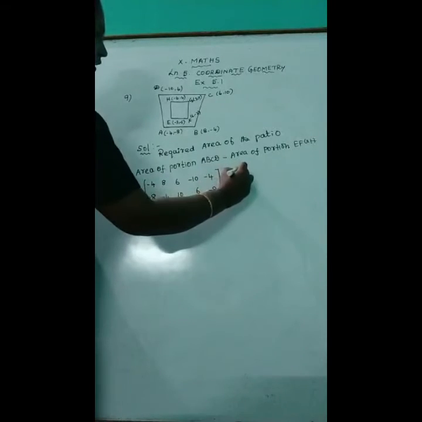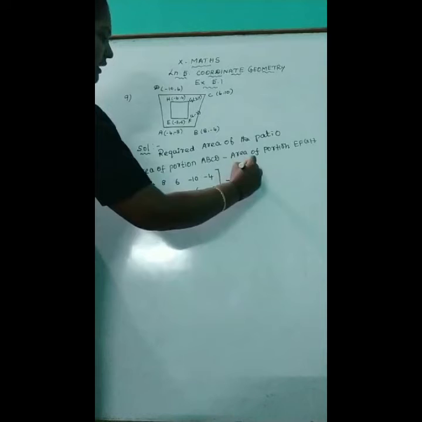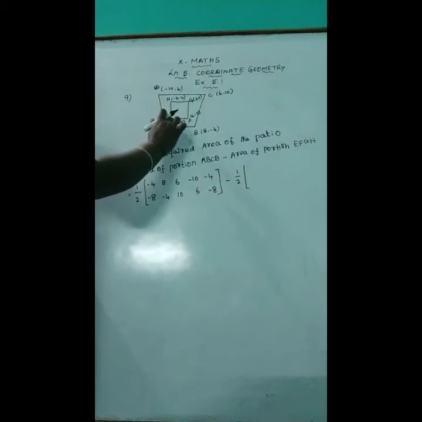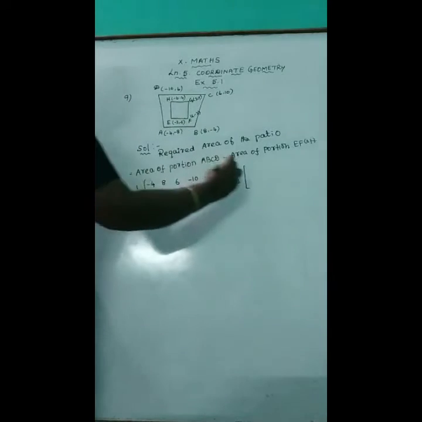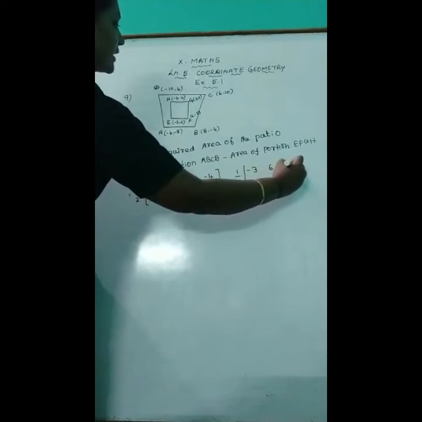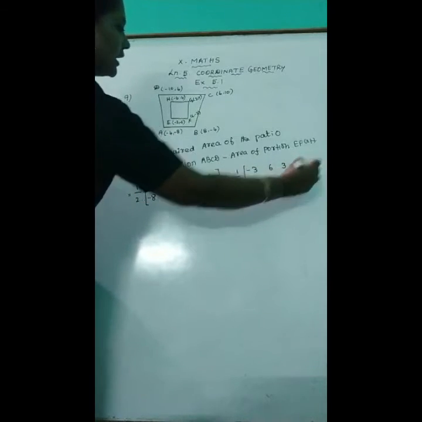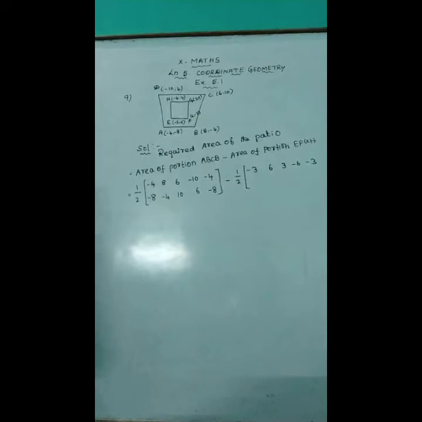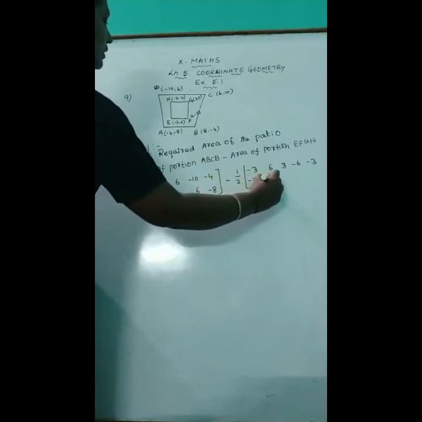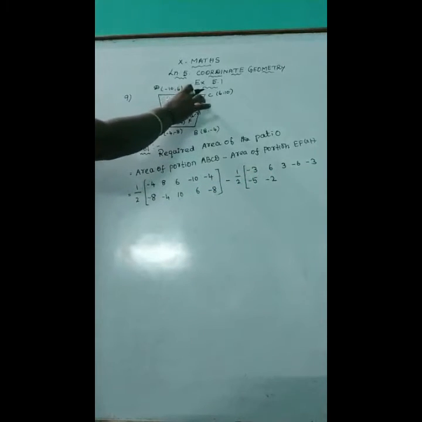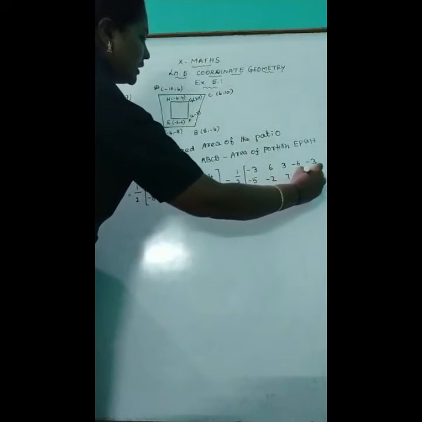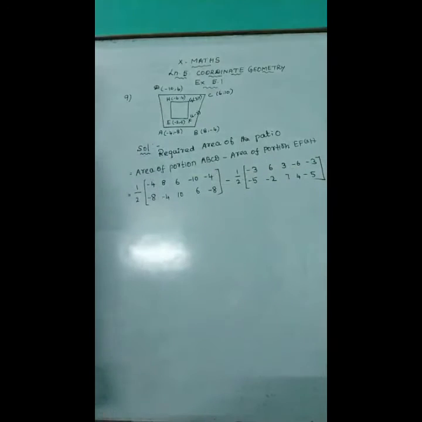Next we find the area of the portion EFGH. We write it by the same method. In EFGH, the given points are x1 is -3, x2 is 6, x3 is 3, x4 is -6, again -3. Next, y1 is -5, y2 is -2, y3 is 7, y4 is 4, again y1 is -5. So solve this one.